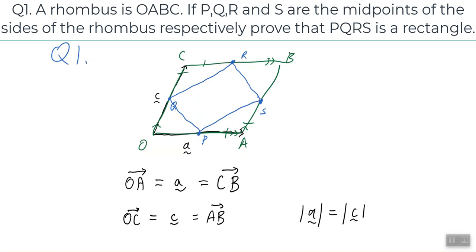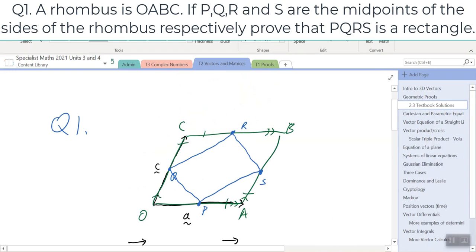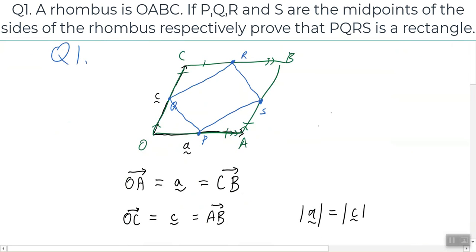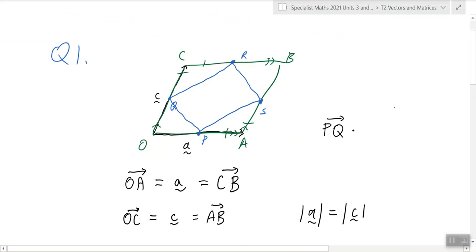Now, do you remember the last example on Friday? What happened when it was a rectangle? So when we do the dot product of 2 sides, so PQ dot with PS, this is 0.